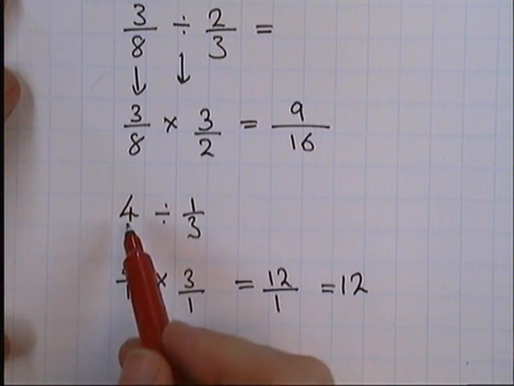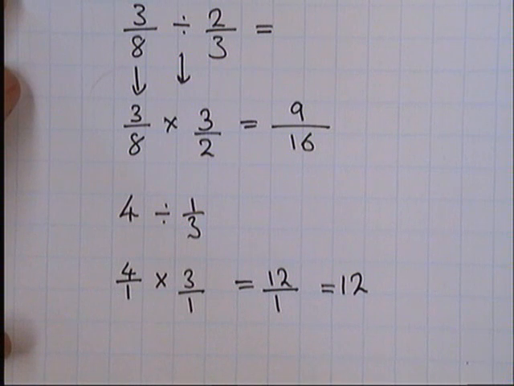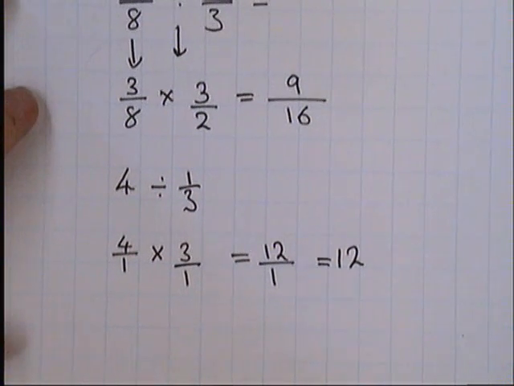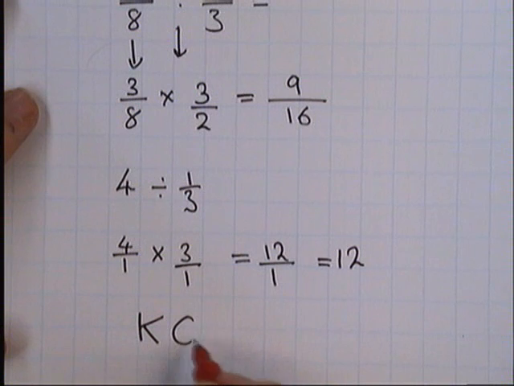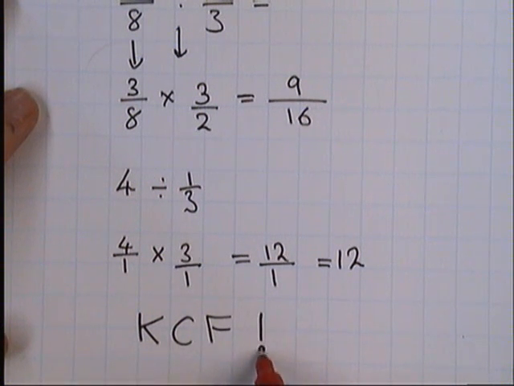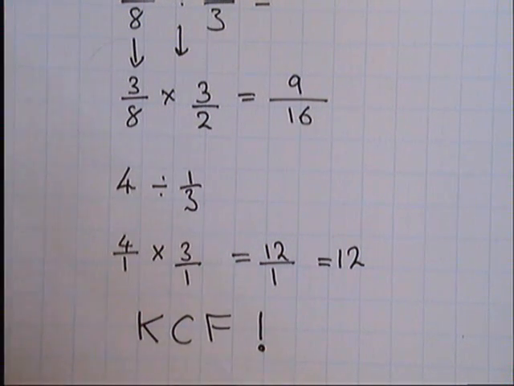How many thirds are there in a 4? Well, it's 3 in 1, so there's going to be 12 in 4. Keep, change, flip, learn it, but try and understand where it comes from. If you still need help, come and see us or watch the video again.